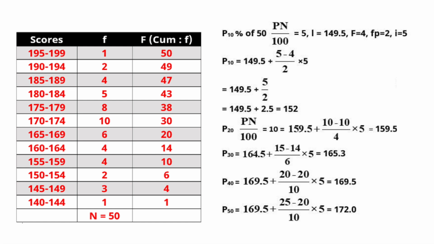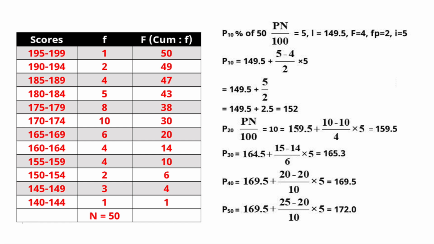Now, what was the L? Lower limit of the class interval in which Pn upon 100 is coming. Now, 5 is coming in this class interval, am I right? For lower value, subtract 0.5. If you want to know the upper limit, add 0.5. This score is starting from 150. So, subtract 0.5 from 150, it is 149.5. So, L is 149.5.